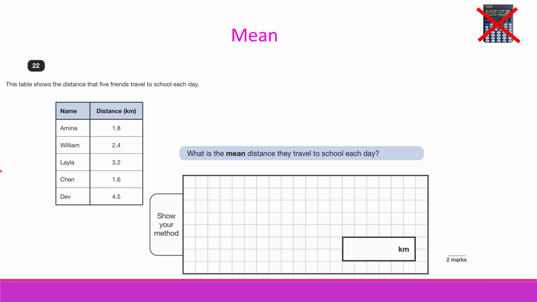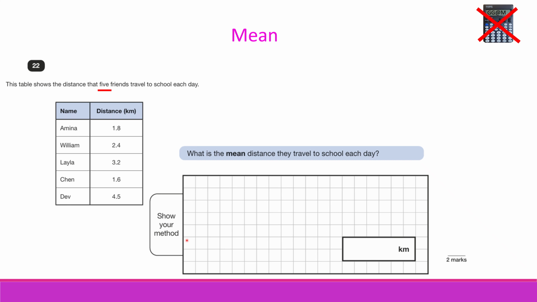This is a question on mean. You're given a table with the distances 5 friends travelled, and 5 is a key word in this question because you've got 1, 2, 3, 4, 5 children. These are the distances they travelled. On the left hand side here it tells you to show your working or show your method.